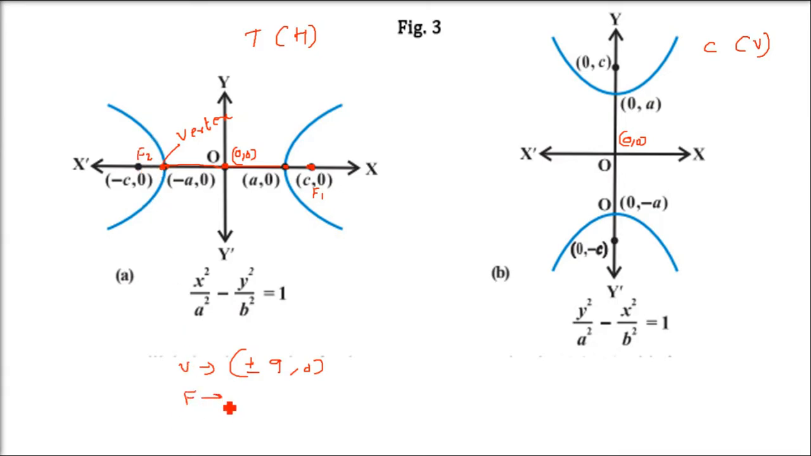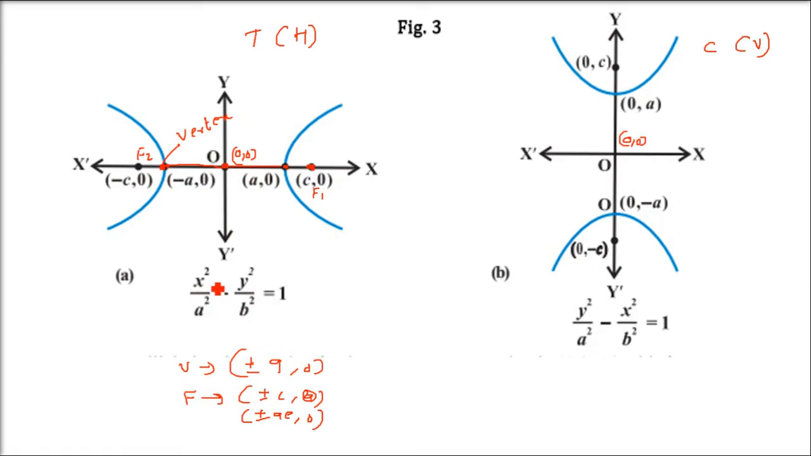So now again, if you assume it to be some C distance from the origin on the right hand side and minus C from the origin in the left hand side, so you will call it as plus minus C. But I'll prove that this C is equal to AE in our later discussion. So by now you can just remember it's AE.